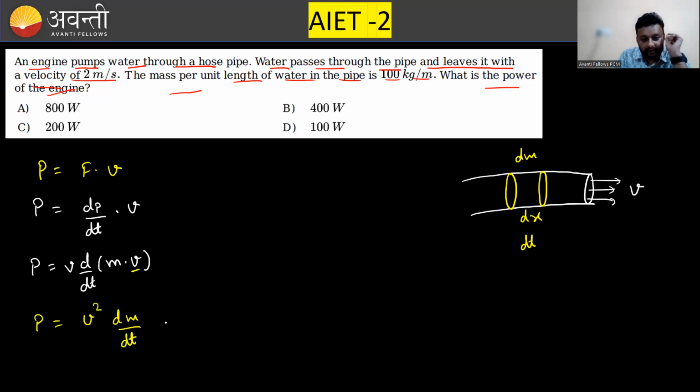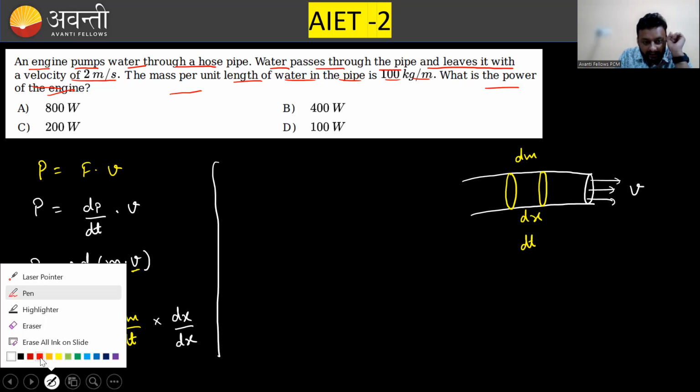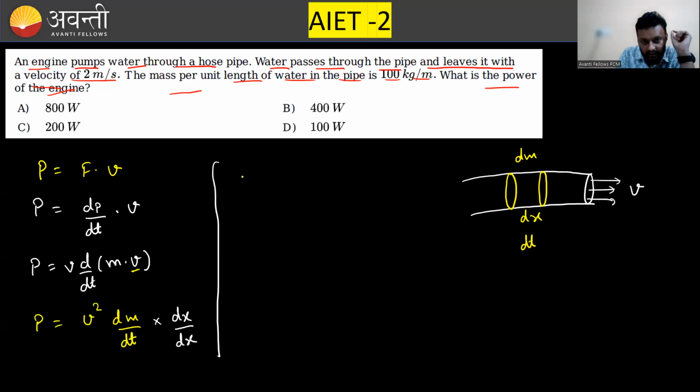Now I am doing one trick here. I am multiplying dx and dividing by dx. By doing so, I can rearrange this equation. Can you see that power is equal to v square is already there? I am rearranging it: dm over dx into dx over dt. This dx over dt is again velocity. So this power can be written as, this is again velocity, v square is already there, so it will become v cube.